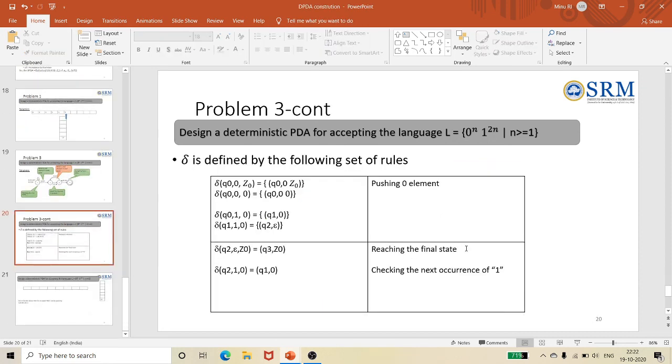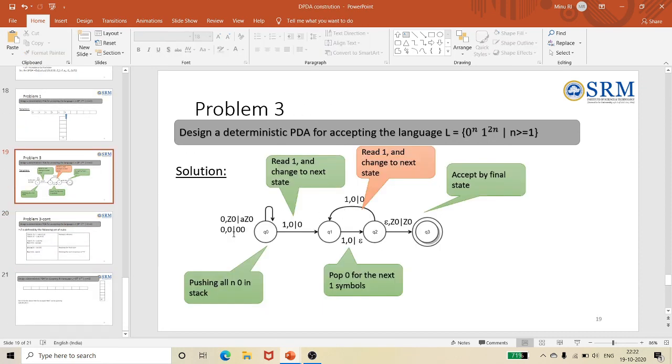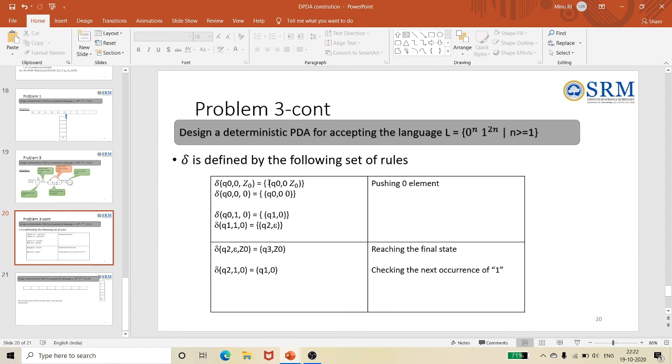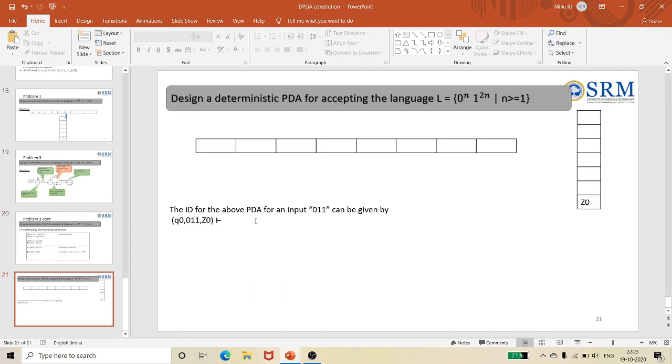And for that, how to write? So here, like 2, 3, these transition tables, you can write. For 0 0, you push it. For a single one, leave it. Then for the next one, you pop it out. And this is for reaching the final state, and this is for checking the next occurrence of your one. So likewise you can write the set of rules, and the ID is very simple.